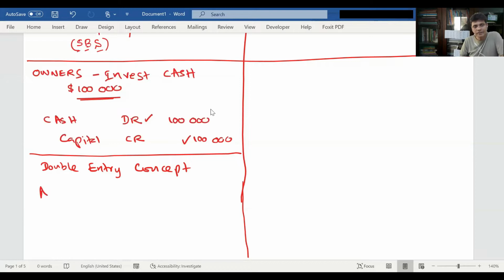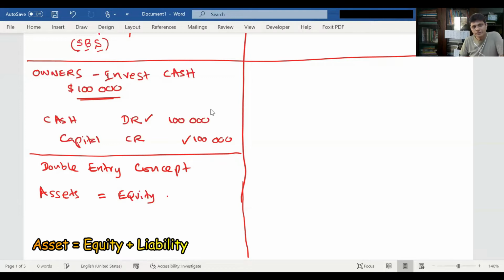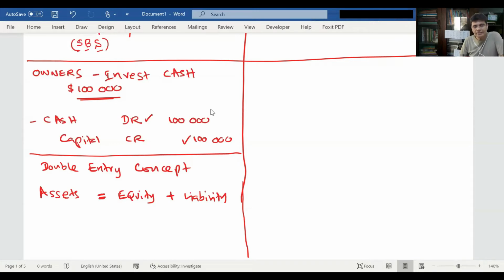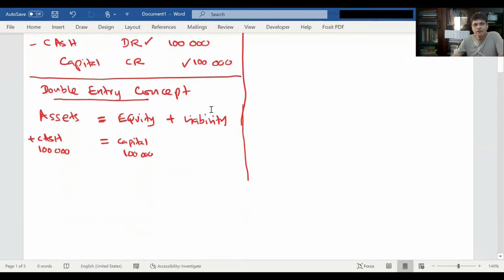If you take the accounting equation, assets equals equity plus liability, so your assets total should match with equity plus liability. Since the owner has invested cash, and cash is an asset, cash will increase by 100,000, and on the other hand, the equity, which is the capital, will increase by 100,000. So your balance sheet equation is tallied. It's balancing. His accountant will debit the bank account and credit the capital account.